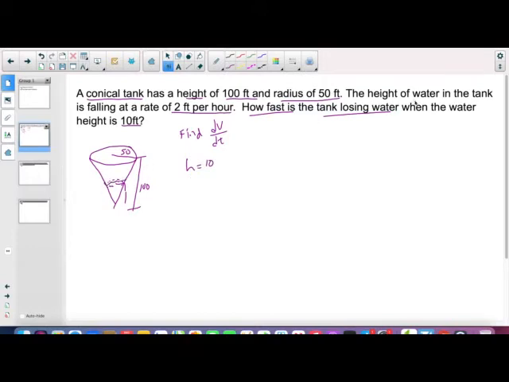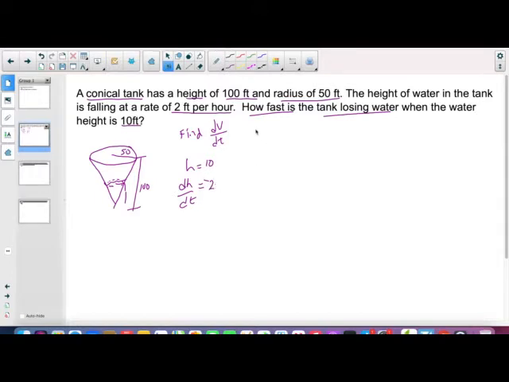They say here that the height of the water in the tank is falling at a rate of 2 feet per hour. So they've given us dH over dt is 2. And if it's falling, it's a negative 2, because when it's falling, it's decreasing. That is important to understand: when to put a negative in for a rate of change and when to put a positive in for the rate of change.